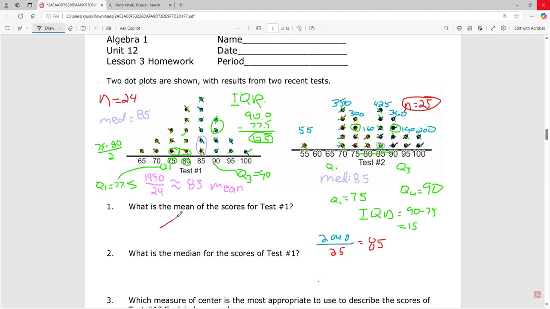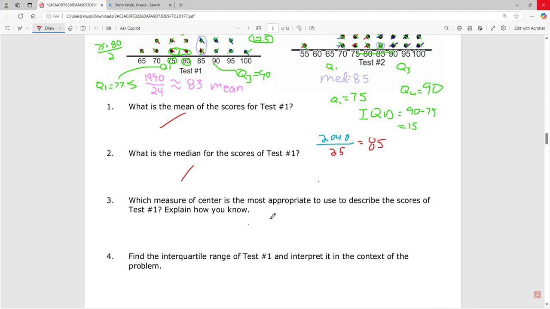Okay, we figured out the mean for test 1. It's right there. We figured out the median for test 1. It's right there. Okay, which is most appropriate to describe the measure of the center point? So let's talk about measure of the center point real quick.